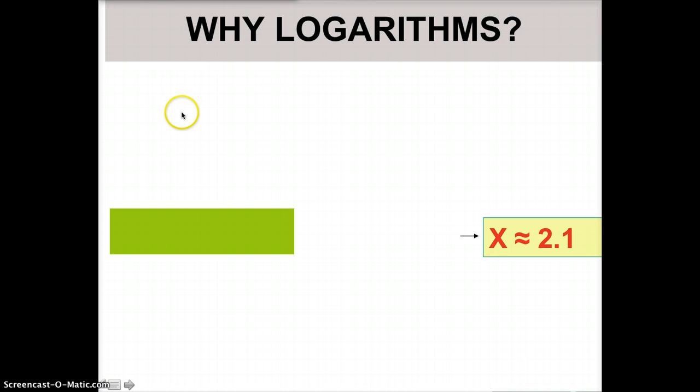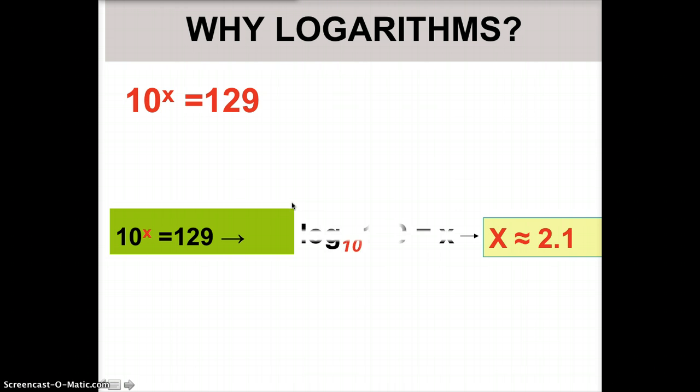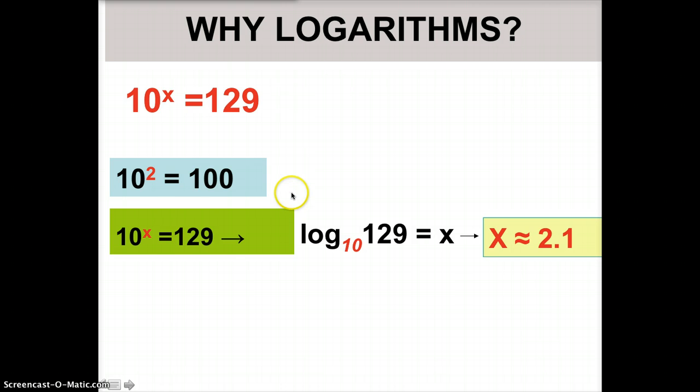So now let's move to why are we doing logarithms? And a good example of that is to just do an example. Here's 10 to the x equals 129. Well, we don't know what 10 to the x is, but we do know that 10 to the second is 100, and 10 to the third is 1,000, and that 129 is somewhere between 100 and 1,000, and obviously it's a lot closer to 100 than it is to 1,000.